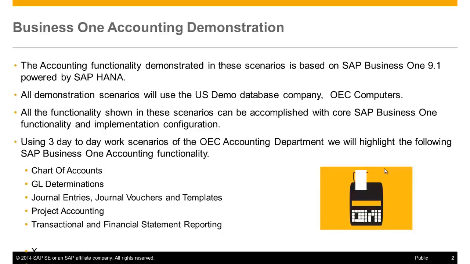Like most small businesses, OEC's landscape is constantly evolving as their products and markets change. To keep up with those changes, Dan Jenkins, the OEC controller, and his new accounting lead, Sue Topper, will show us how they configure and adapt SAP Business One accounting components to get their management team the information they need to run the business. The following demonstration scenarios will touch upon the following accounting functionality: chart of accounts, GL determinations, journal entries, journal vouchers, and journal entry templates, project accounting, transactional and financial statement reporting, and HANA financial analytics, dashboards, and KPIs.